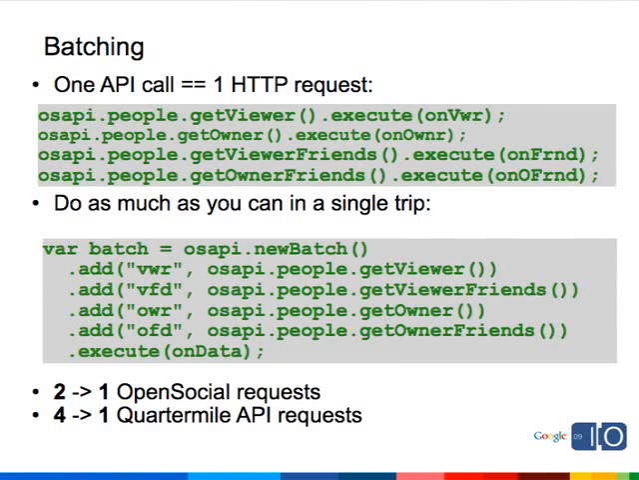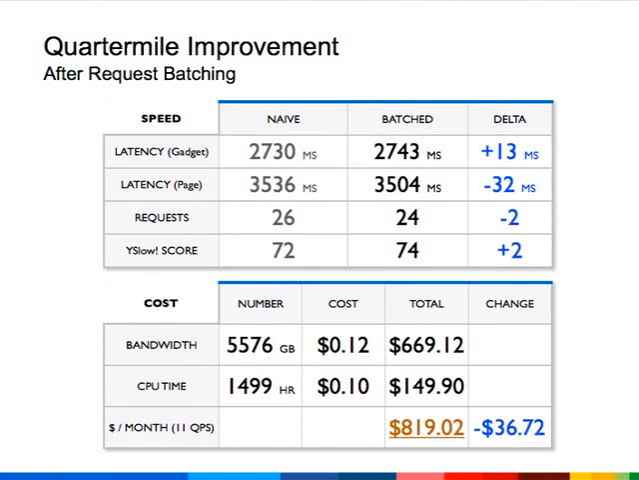Using this approach, we actually designed the QuarterMile API to take advantage of batching too. So where we were making two OpenSocial requests, we made one. And when we made four QuarterMile API requests, we made one request also. This had the net effect that you'll see here. It's actually interesting because we didn't really see what we were expecting to see when we made these batching optimizations. One thing was latency, on average, did increase very slightly, by 13 milliseconds, which is certainly not perceptible to the end user, but it's also not the greatest benefit that we were expecting.